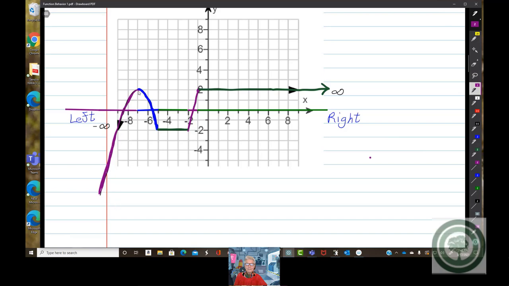This increase is occurring from negative infinity to negative 7. So if we list our intervals of increase, we're going to go from negative infinity to negative 7. And then there's another increase that occurs between negative 2 and negative 1.